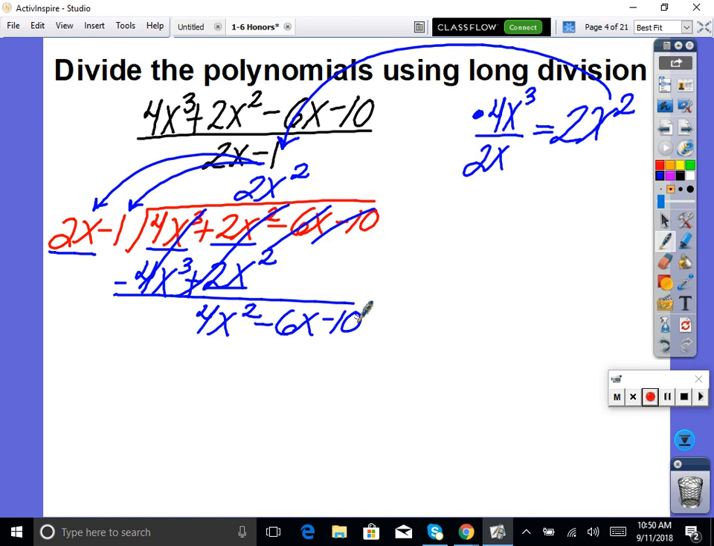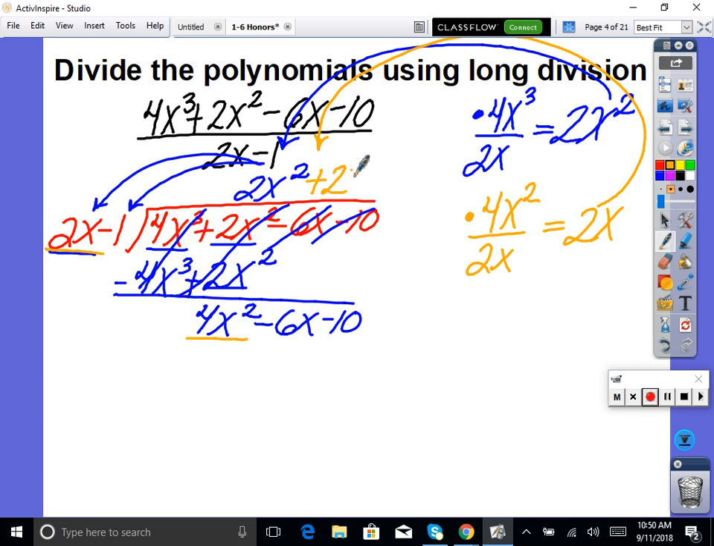So let's go off to the side again. I'm going to change color. Bulletin point. You take your leading term divided by the leading term. You always only divide leading terms with long division. 4x squared divided by 2x is 2x. So we have up here, going in our circle, plus 2x.